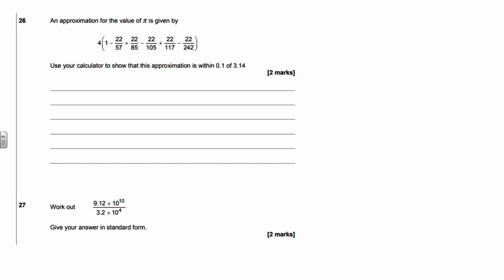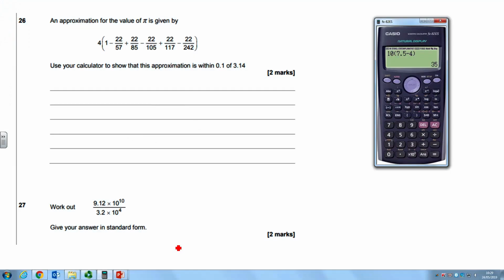Okay, question 26 and 27, final questions on the paper. An approximation for the value of pi is given by 4 bracket, okay. Use your calculator to show that this approximation is within 0.1 of 3.14. Okay, so I suppose what I've got to do is get my calculator. I need to type that in. So 4 bracket 1 minus, give me a fraction, 22 over 57. And the next bit, add, give me a fraction, 22 over 85.